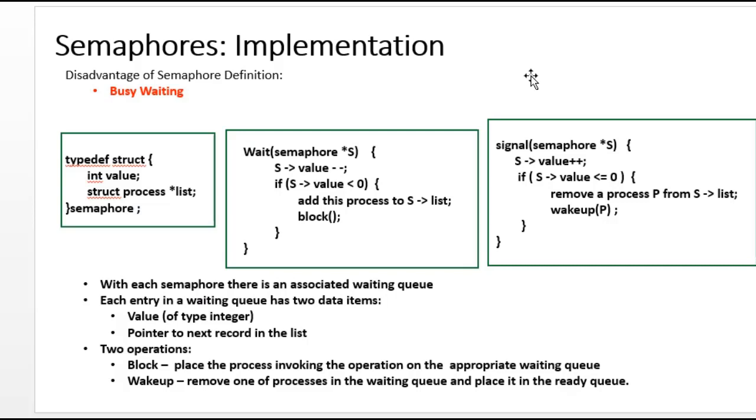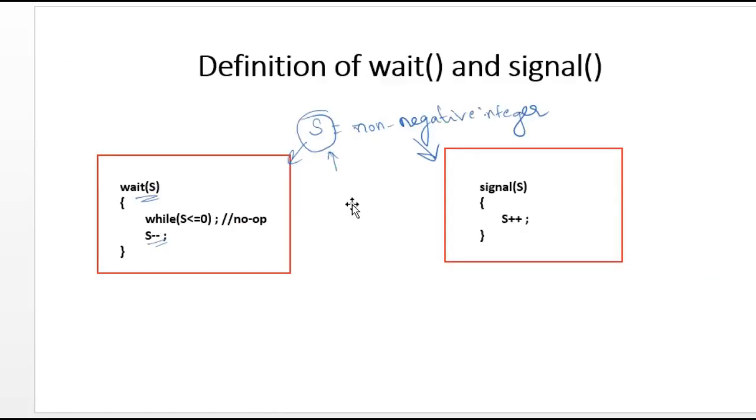Next is how semaphores are implemented. The main drawback of the semaphore definition that we have studied so far is busy waiting. What is busy waiting? While a process is executing in its critical section, any other process that tries to enter its critical section must loop continuously in the entry code. Have you observed? I have cleared.